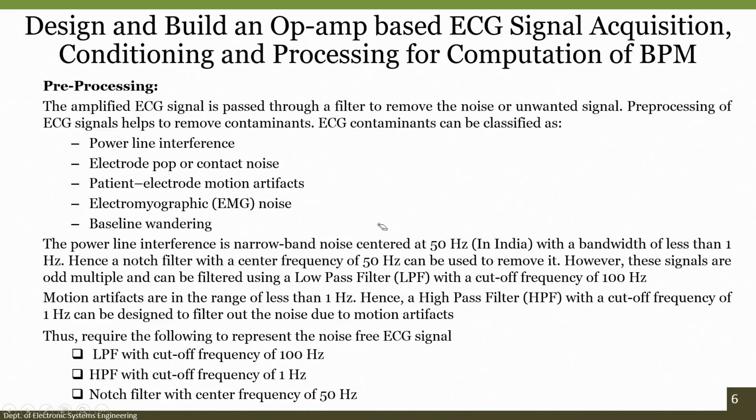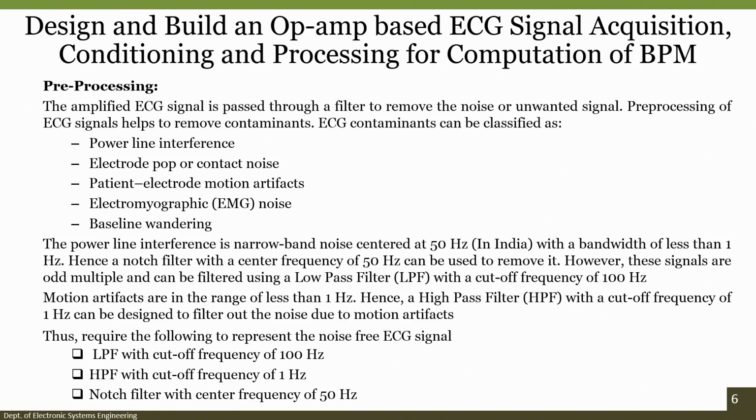Okay. So, pre-processing is an important part. How are we performing these experiments, or how are we developing the system for pre-processing? The amplified ECG signal is processed through a filter to remove noise or unwanted signal. Pre-processing of ECG signals helps to remove contaminants. So, we have to pre-process the signal before the next stage. And then, ECG contaminants.